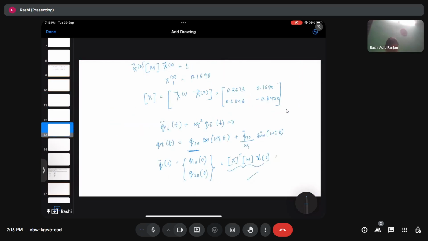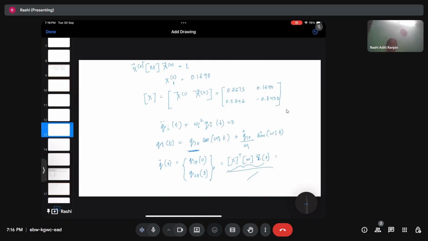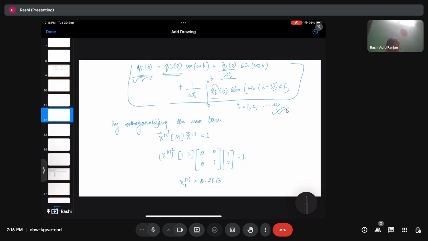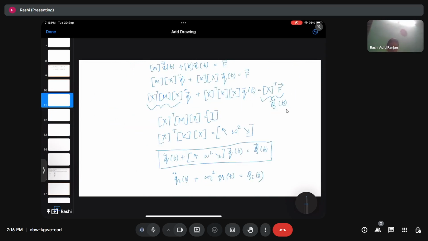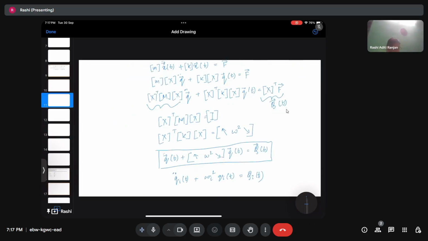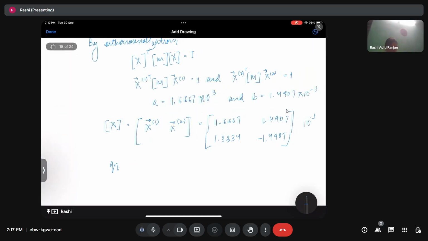which was q1 of 0, written as x transpose mass into x of 0. Correct? But now we are more concerned about this term. So definitely we'll try to find out qi, because small q depends on capital Q, and capital Q is given over here, which is x transpose into the forcing function. And that is how we are going to get the small qi over here.